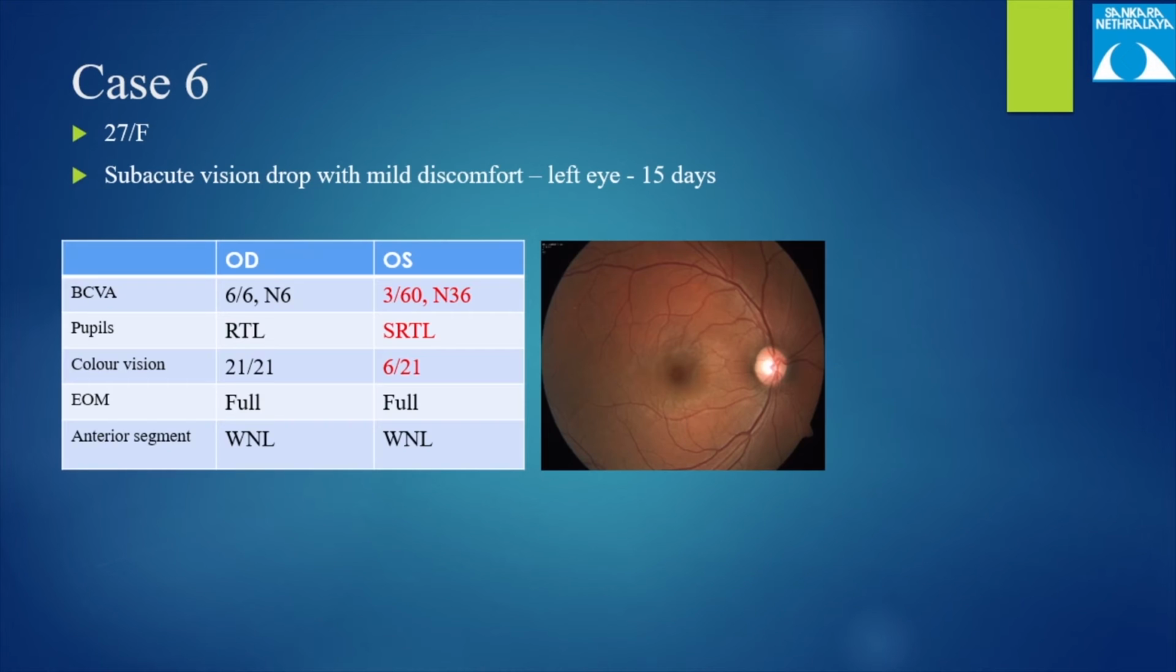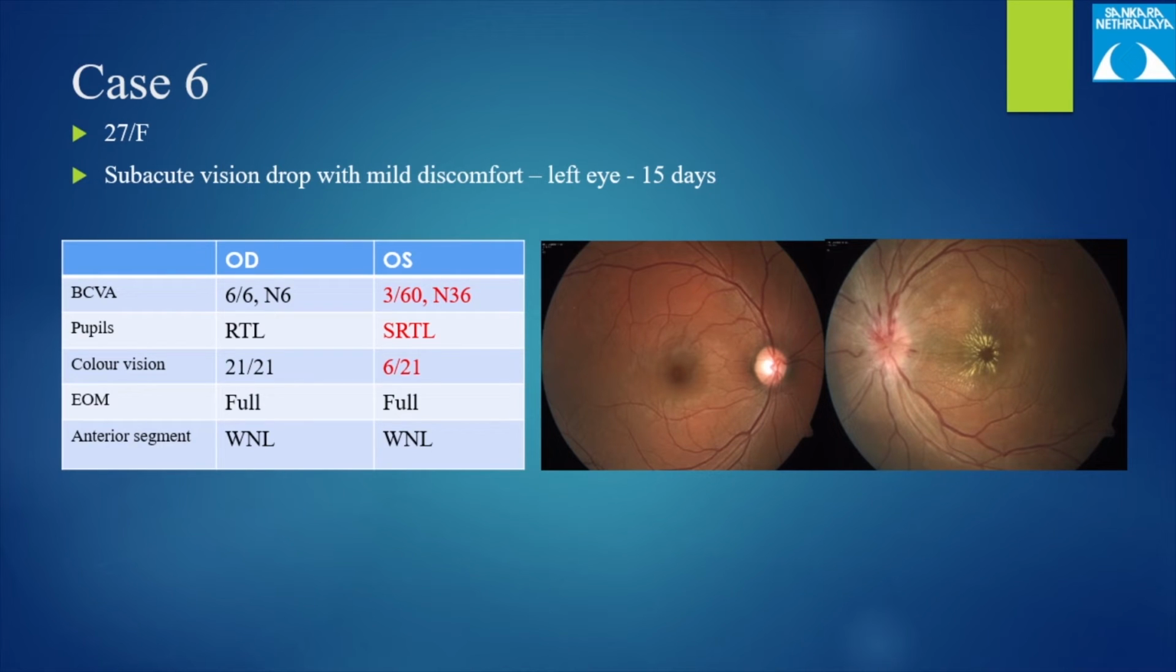The next case, a 27-year-old female, presents with subacute vision loss in the left eye since 15 days. Vision and color vision are both defective, but she did not have a frank RAPD for this amount of vision and color vision defect. This is her fundus picture in the left eye. Can you describe this fundus photograph?